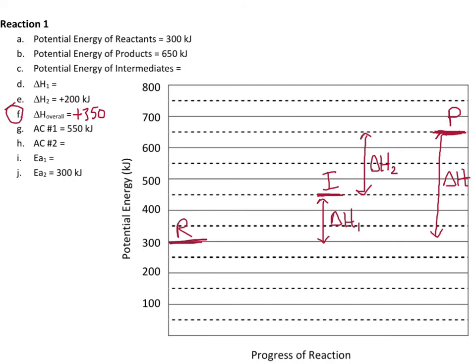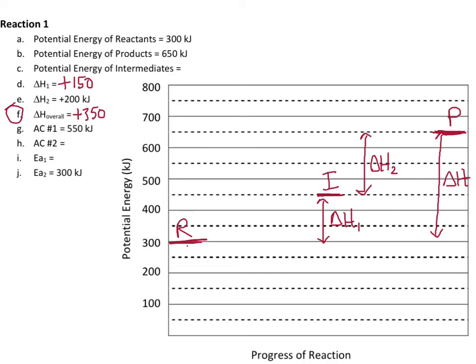Delta H1 is also endothermic, and so if they began at 300 and finished at 450, delta H1 would have been positive 150 kilojoules. And notice that if we add delta H1 to delta H2, we get delta H overall, so I'm pretty confident that I've got those right.